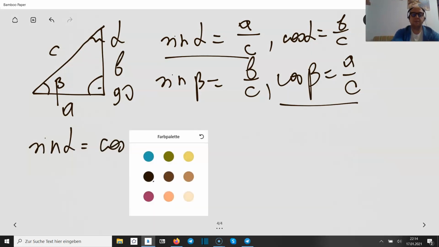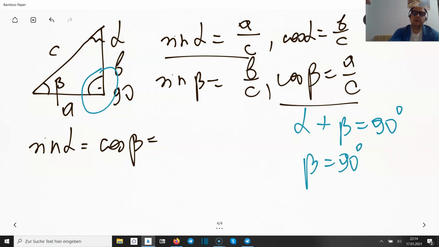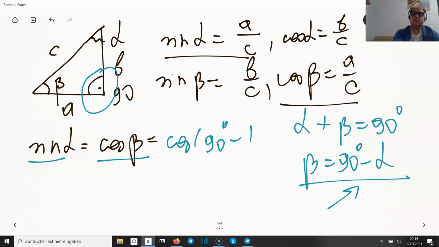But at the same time, we have the sum of angles in a triangle equal to 180 degrees. One of them, in this case, is 90, so alpha plus beta must give you 90. That means beta is 90 minus alpha. So sine of alpha is cosine of beta, but beta can be replaced by 90 minus alpha, which is very handy for our purposes. We have the cosine of 90 degrees minus alpha here, which is actually nice, right?